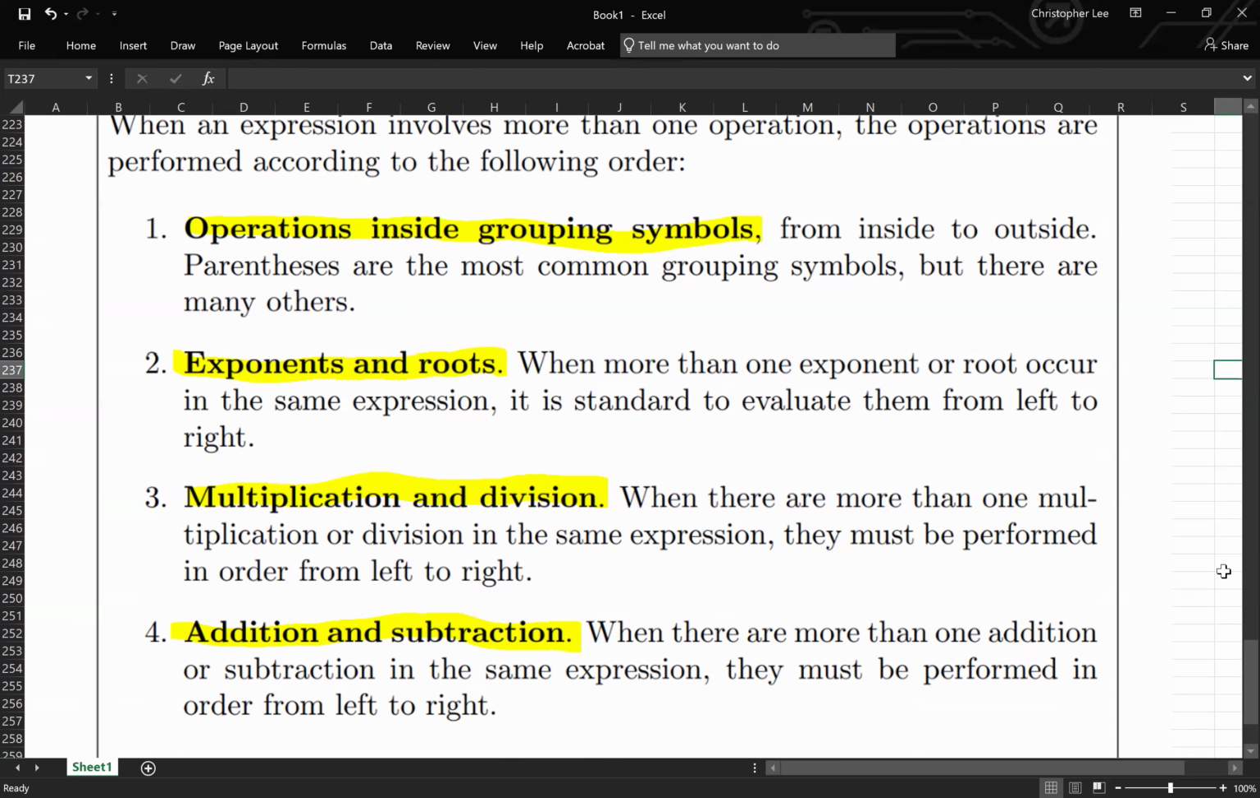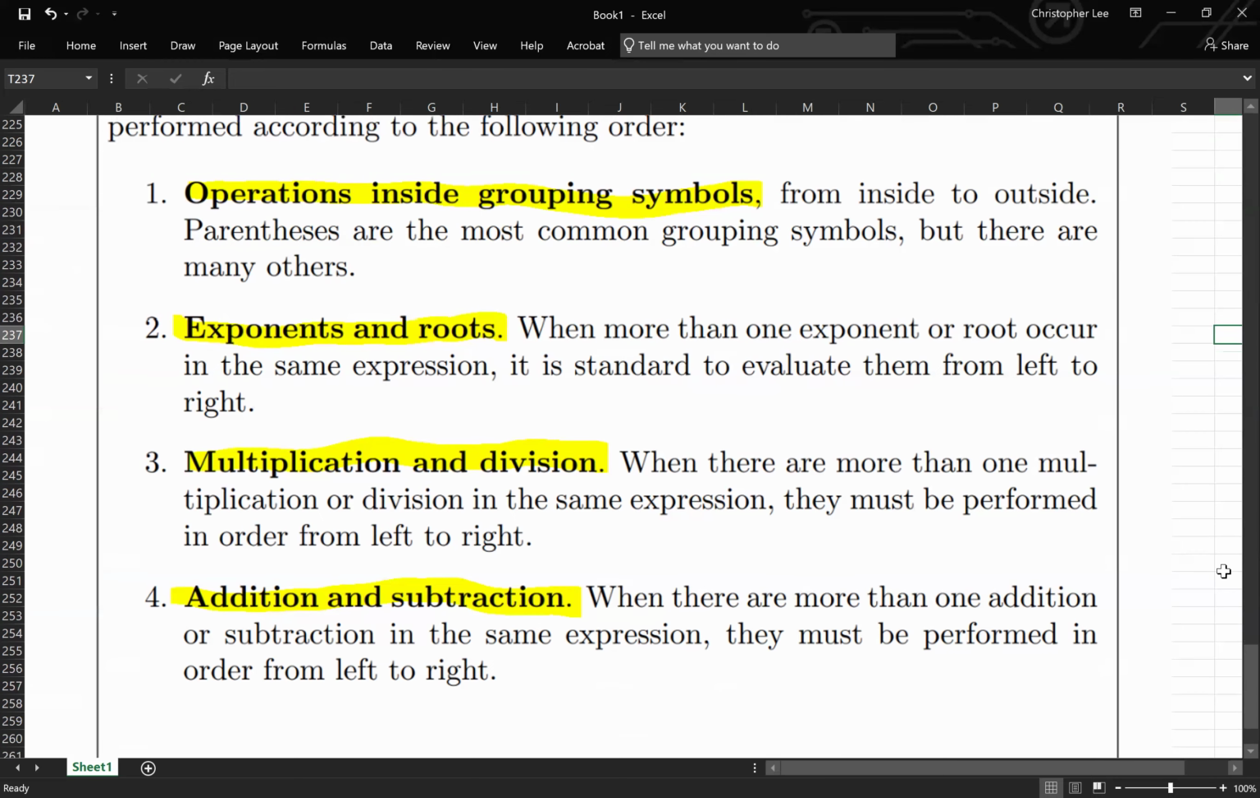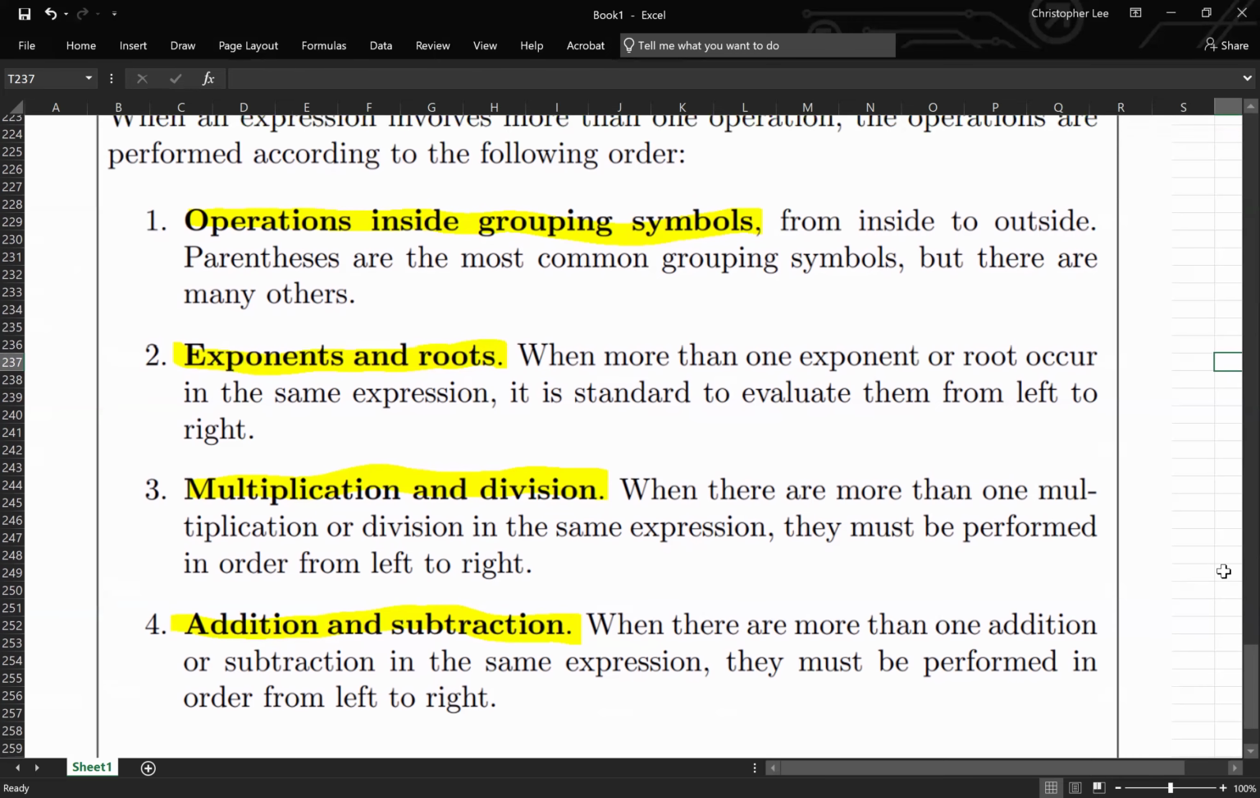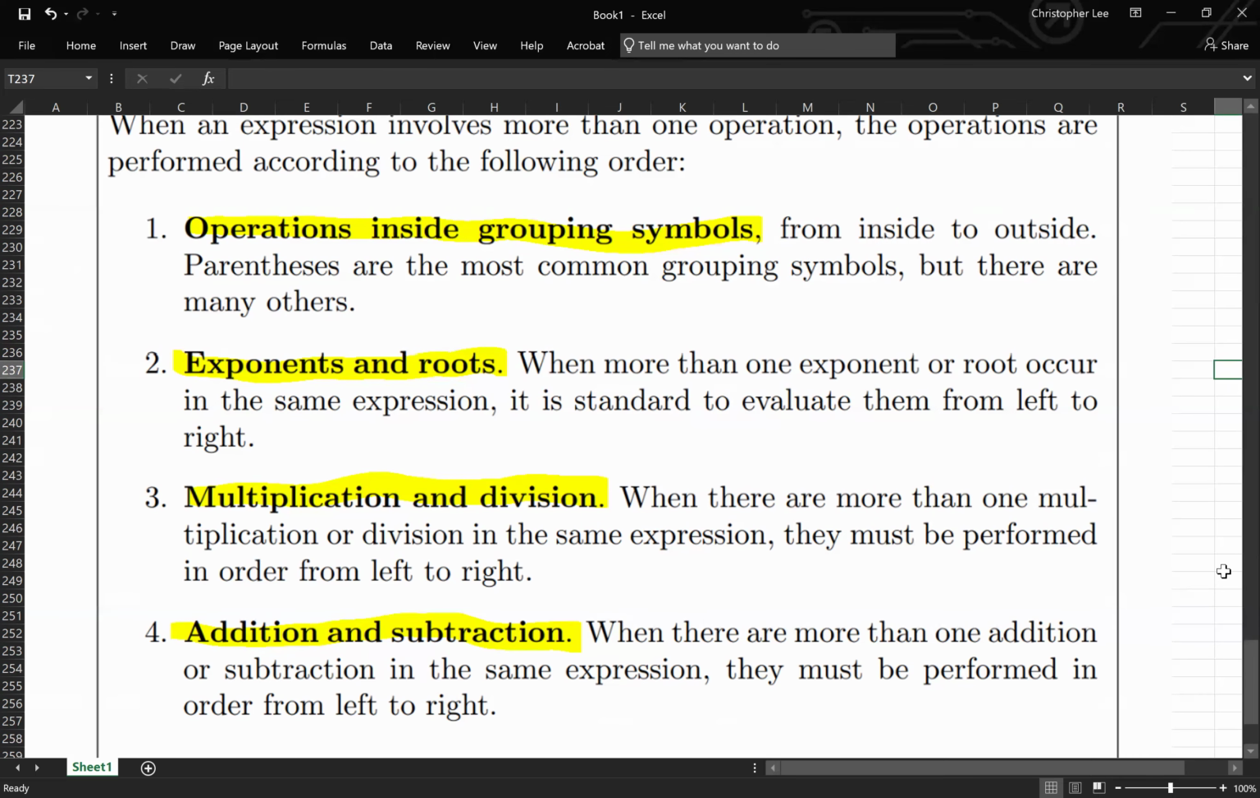After you finish all the multiplication and division, then you do the addition and subtraction. When there is more than one addition or subtraction, they must be performed in order from left to right, the same way that you read a book. And this right here, this is the order of operations. Questions on it, anybody? We good?